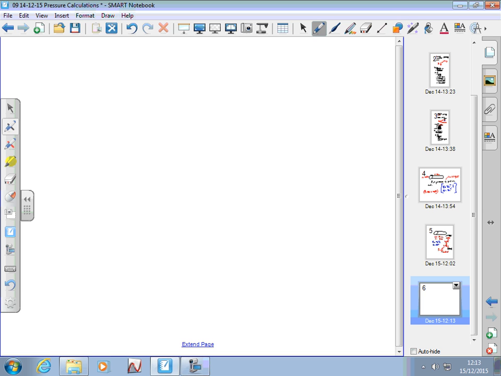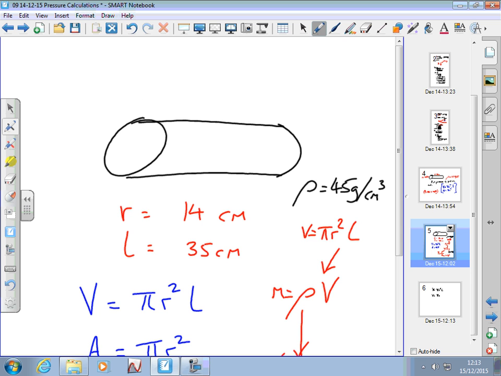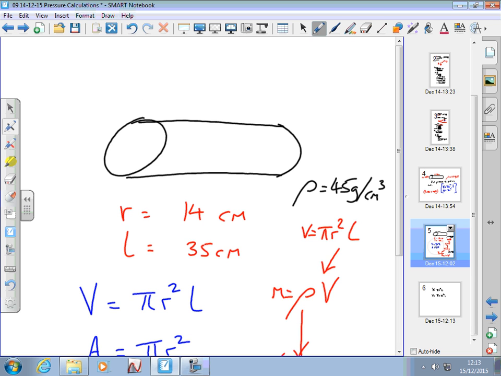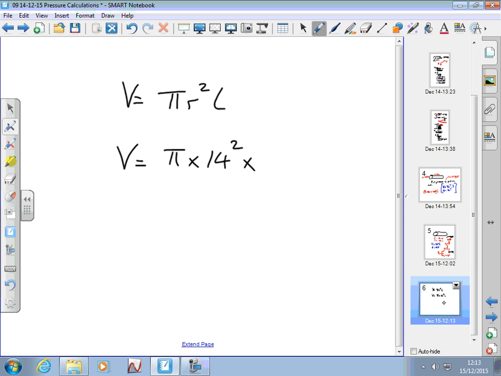So first of all, the volume. Write down the formula, it's pi r squared times the length. And then I put in the numbers. It's pi times the radius. Well, what's the radius? That's 14. Squared times the length. What's the length? 35. So that's what I put into my calculator, and that will give me the volume.